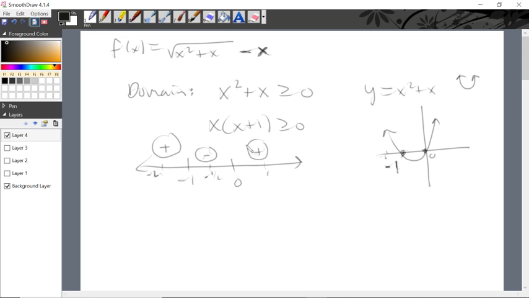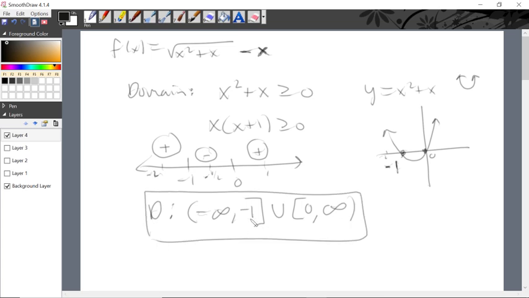Okay, so the domain of this function, that's wherever this is greater than or equal to 0. Well, it's equal to 0 at 0 and negative 1. So the domain of the function looks like it's going to be from negative infinity to negative 1, including the negative 1, because that's where this would equal 0, union, including the 0, because at 0 this is equal to 0, and out to infinity. So the domain of this function excludes the open interval from negative 1 to 0.